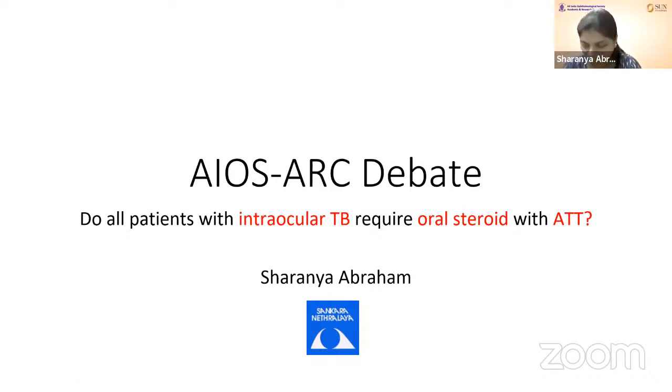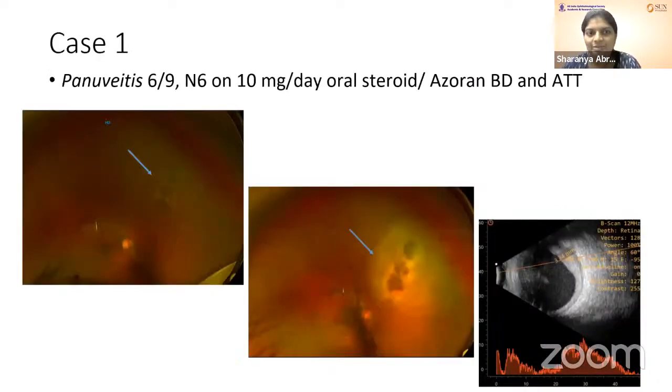Are my slides visible? Yeah. So we'll take it as three cases, which we'll discuss again in the end. The first case is a patient with pan-uveitis who's been on regular follow-up. His vision at this point was 6/9 and 6 while on 10 milligrams of oral steroid. He was on Azoran twice a day and was on ATT as his TB tests were positive. So he came back at this point with this subretinal fluid that you can see and reactivation around the scars. The scars were quite dormant for quite some time. At this point, we suspected he could have had a subretinal abscess and did an ultrasound.